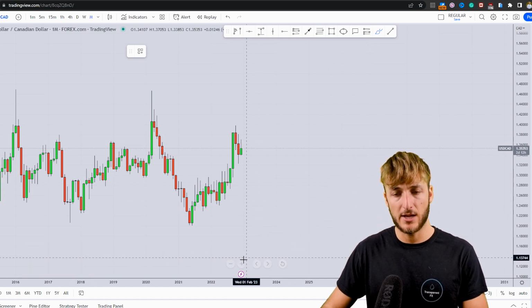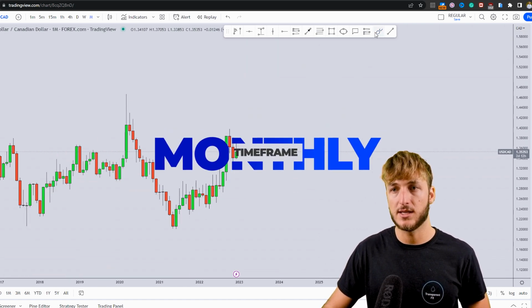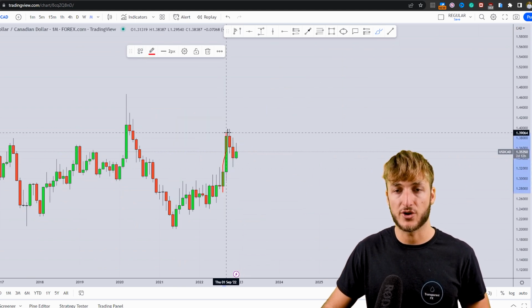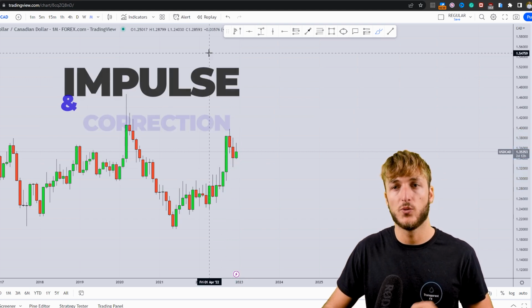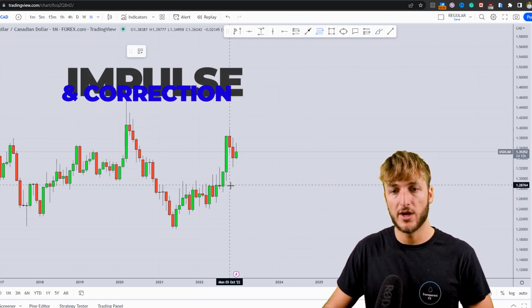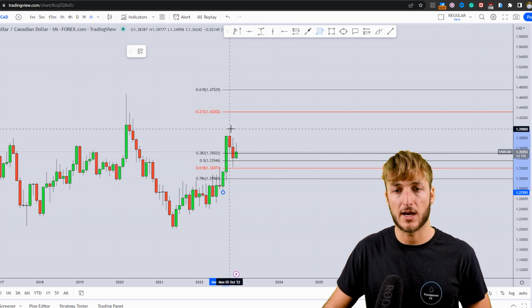of analysis, we will try to understand where we have the highest probabilities for the next potential move here on this pair. Now, starting here on the monthly, what we can see is that we just had the creation of a strong impulse followed by a correction. Now, in general, after an impulse, if you want to measure the correction, you have to take your Fibonacci from the low to the high of the impulse.